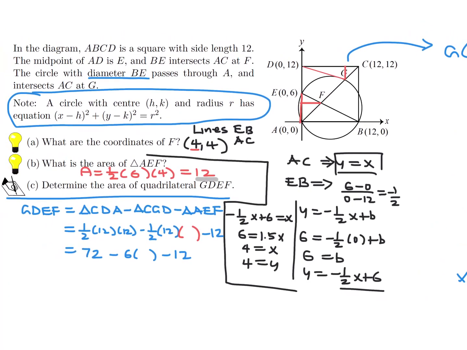Now be careful though, because the distance, that red line that I drew, it's not 9. 9 is here, the y coordinate. And then we got to subtract 9 from 12 in order to get that distance. So that distance would be 12 minus 9, and that's 3, of course. So 3 is what goes here. So there'd be 72 minus 18 minus 12, and that is 42.